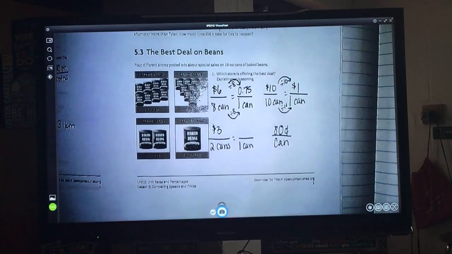Okay, the next one, which seems to be like the craziest problem on here, which blows my mind because it should not be.